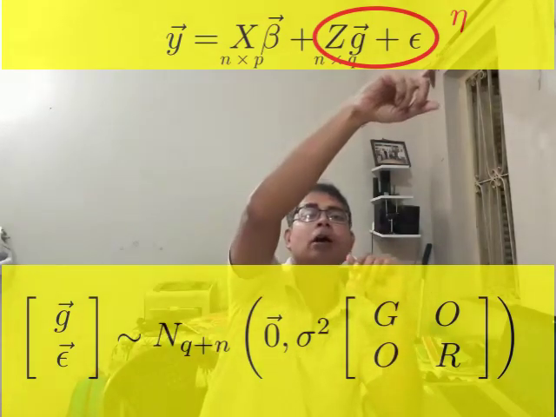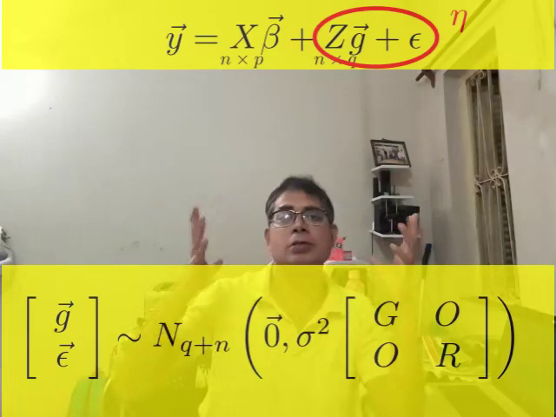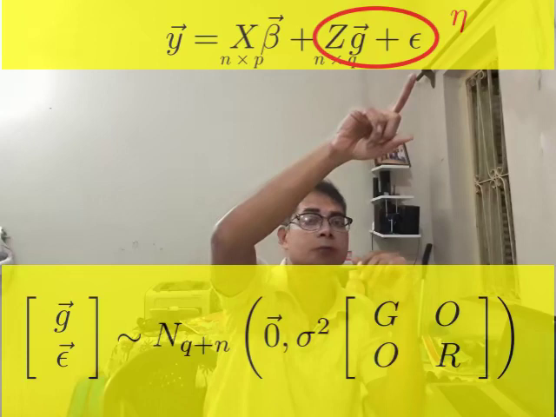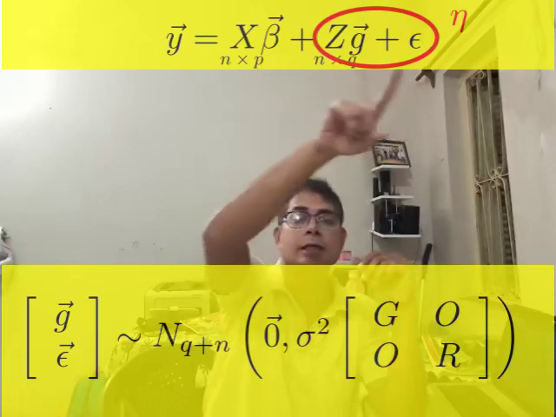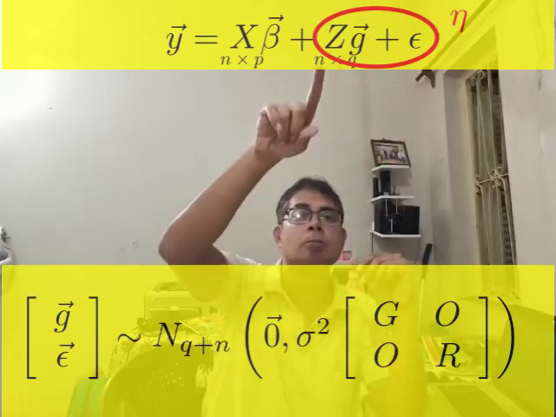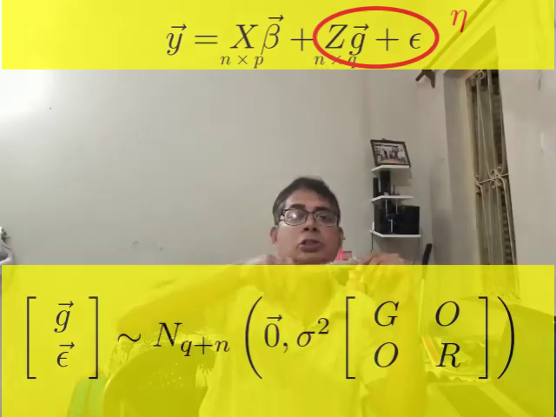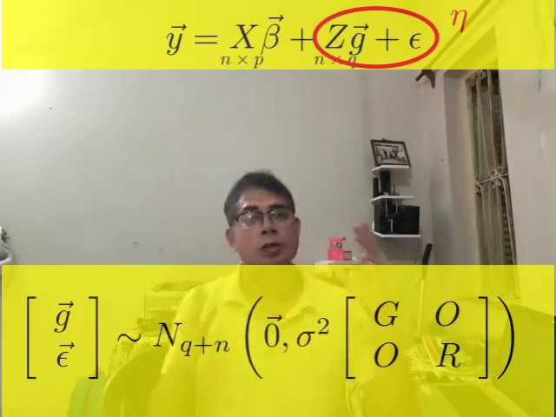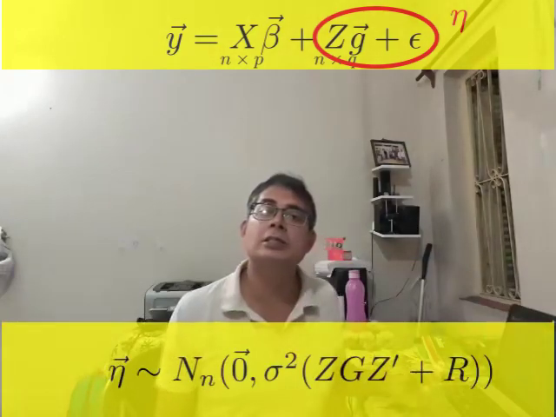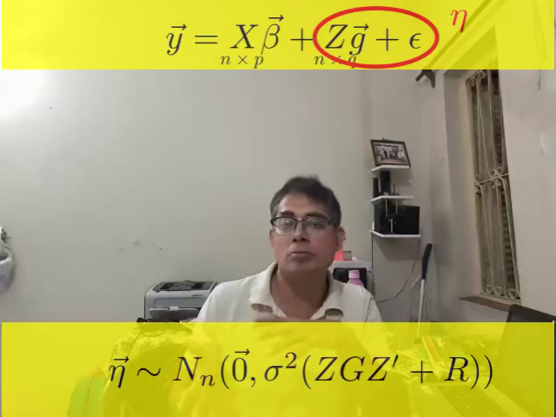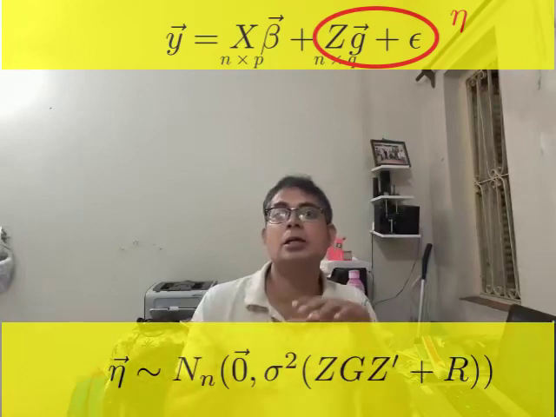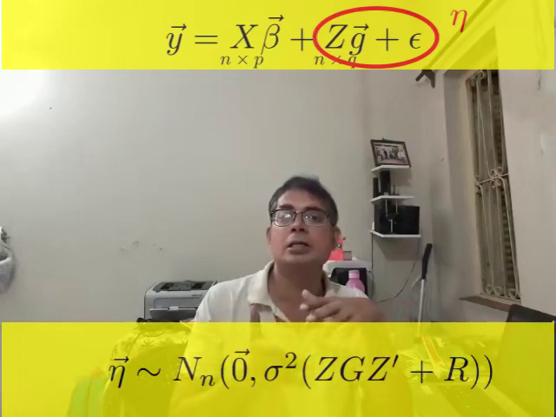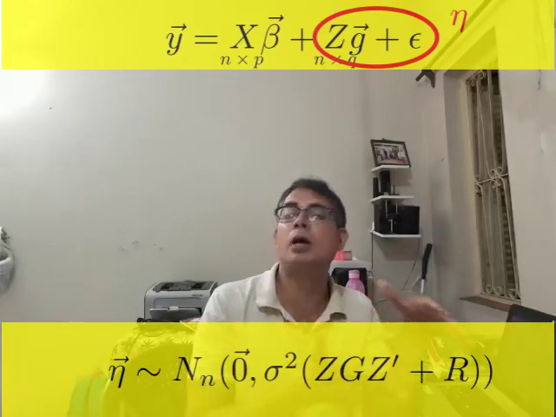What is the covariance of eta? The variance covariance matrix is the variance covariance matrix of this plus the variance covariance matrix of this, because there is no covariance between these two. So it will be Z G Z transpose plus R. So you can say that eta has this distribution: normal, n-dimensional, zero mean, and covariance matrix sigma squared times (Z G Z transpose plus R).